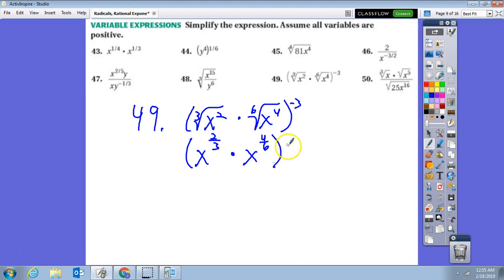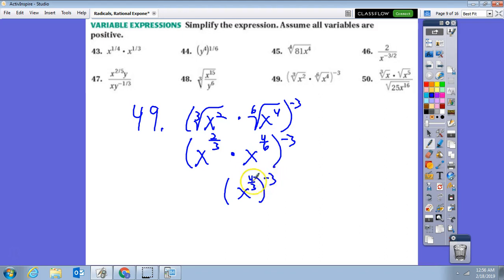Now, yes, I know 4/6 will reduce, but to keep things simple, I'm just going to look at this and say, hey, they're like bases now. I can add the exponents, 2/3 plus 4/6. So I can use my calculator if I need to do that, or I can go through and do it in my head. But 2/3 plus 4/6 is going to be 4/3. So this is x to the 4/3.